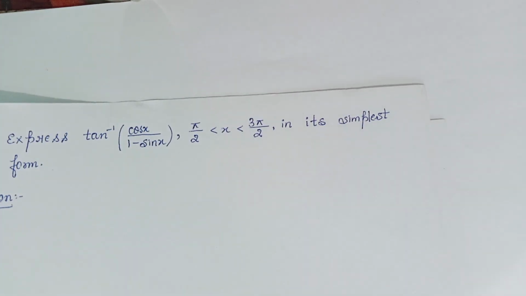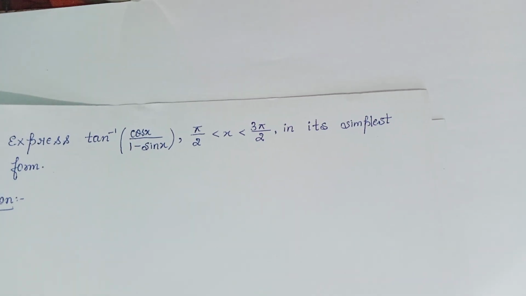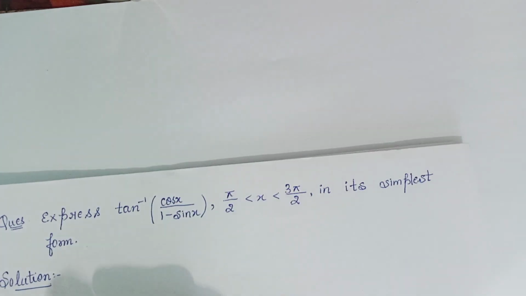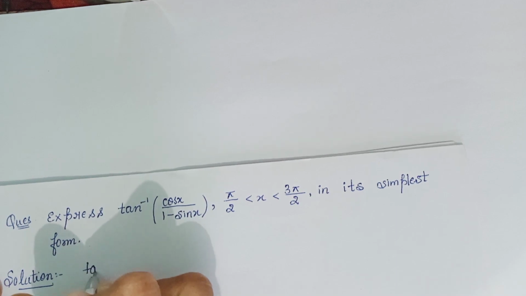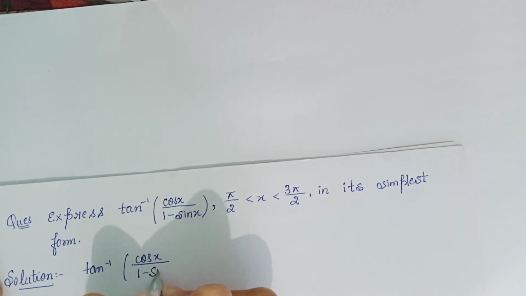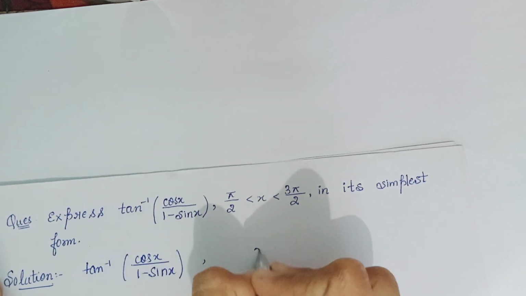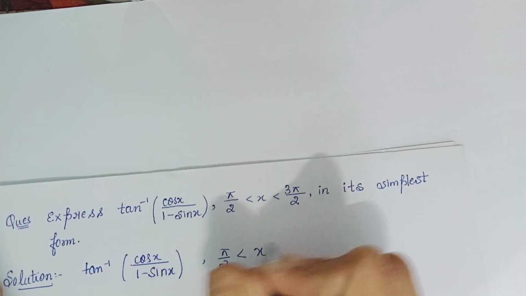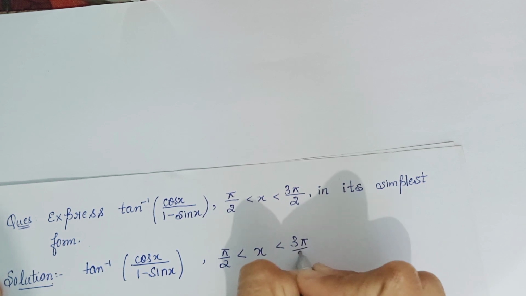Now let's come to our question, which is tan inverse of cos x upon 1 minus sin x. The given question is tan inverse of cos x upon 1 minus sin x, where x lies between pi by 2 to 3 pi by 2.